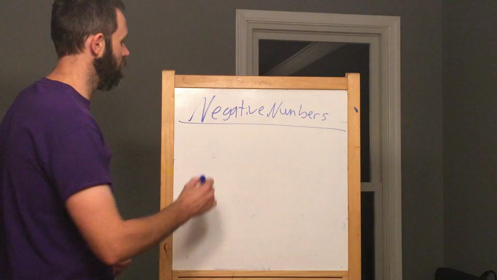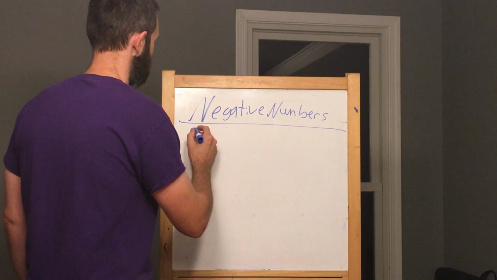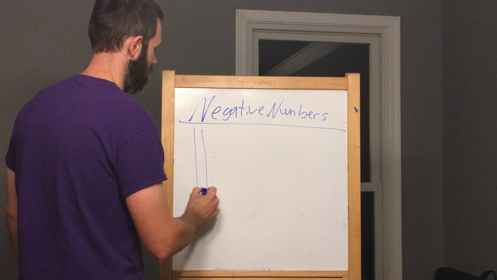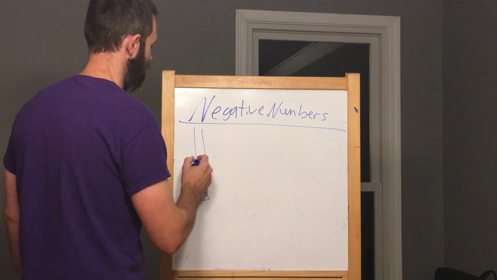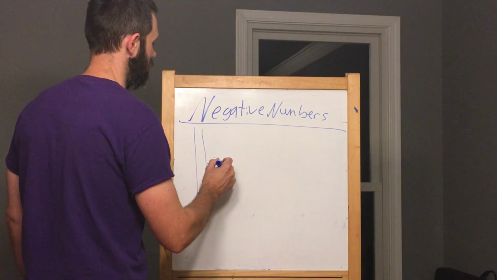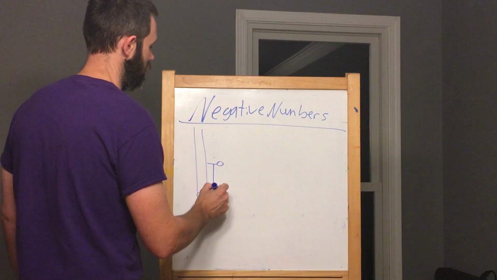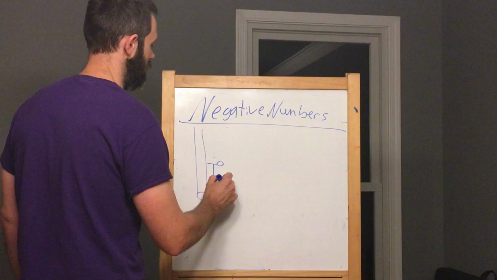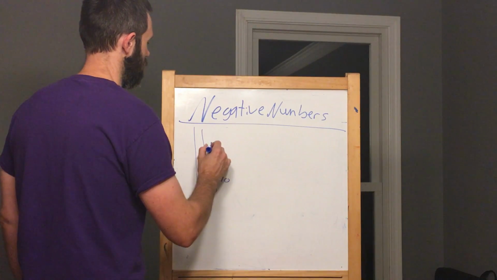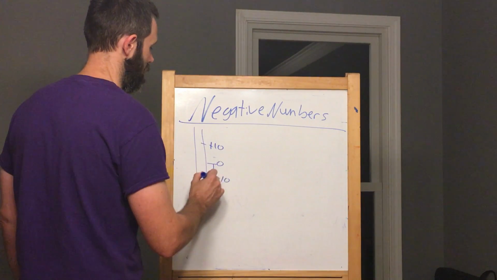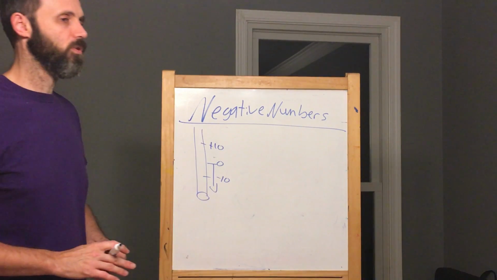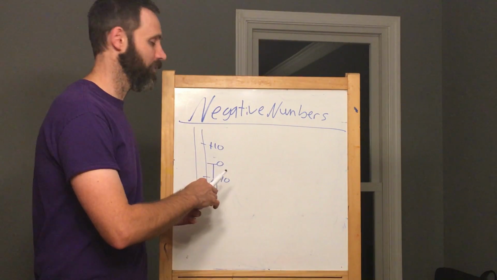Now temperature is something that we tend to think of all the time. Thermometer, right, goes down to a certain point. We'll just call this 0 degrees. And then as it goes down, they start to get negative, right? Say negative 10 degrees. Up here, we've got positive 10 degrees, right? So temperature is a real world example.